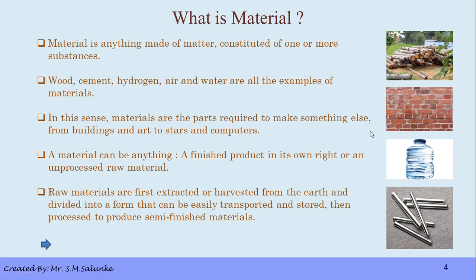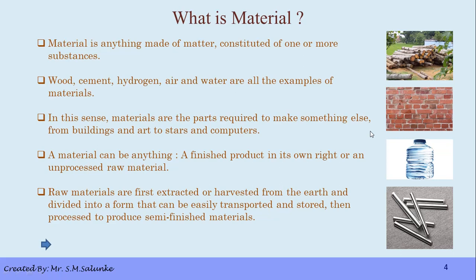A material can be anything, a finished product in its own right, or an unprocessed raw material. Raw materials are first extracted or harvested from earth and divided into a form that can be easily transported and stored, then processed to produce a semi-finished material.